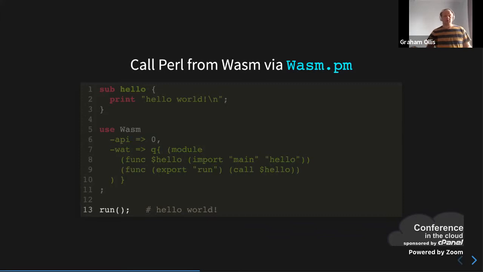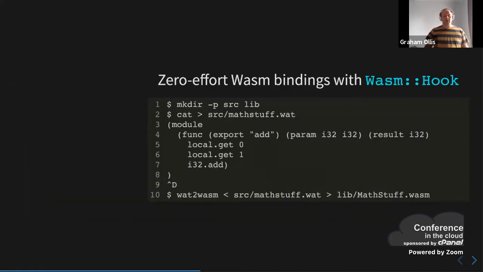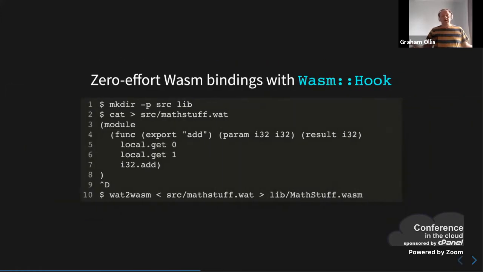And the magic happens by the use Wasm statement. It exports the exported functions from the WebAssembly into the calling package. Honestly, though, even this is like way too much work. With Wasm::Hook, we can reduce the boilerplate even further.